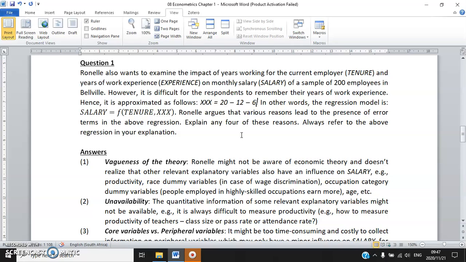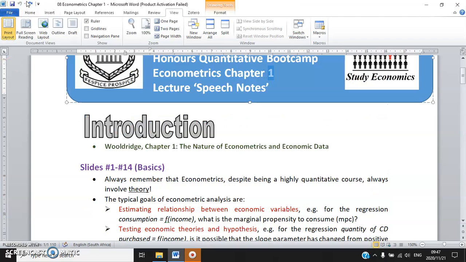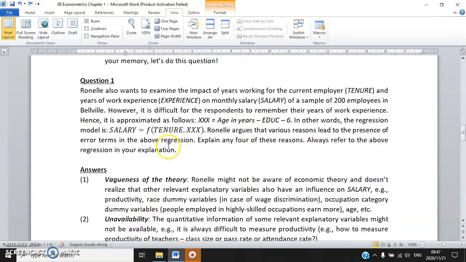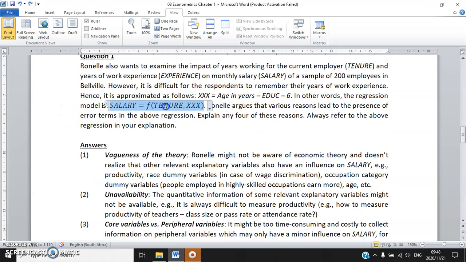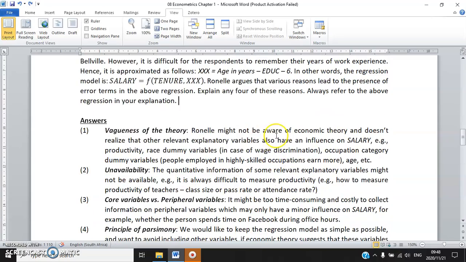Remember, the person matriculated at 18 years old, then we have to assume the person could immediately find work after matriculating. Then if the person is 20 years old, we assume the person has 2 years of work experience. But you can already realize there will be some noise or inaccuracy in this proxy variable. And then we run the multivariate regression: salary is equal to tenure, years of working for the present employer, and X, the proxy of years of work experience. And then there are 7 reasons for the error term to exist, which means the difference between the actual Y and expected Y.